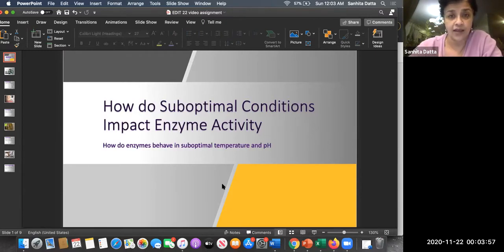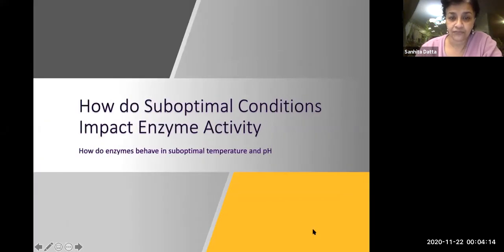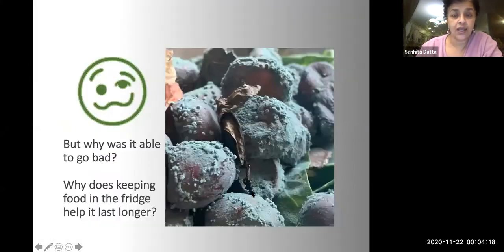But before we do that, I want to show you guys that this is not just some abstract concept that we do in lab. This is actually something that we use every day. We take advantage of this concept in our everyday lives. So let me give you a few examples. So we are mainly focusing on temperature and pH.